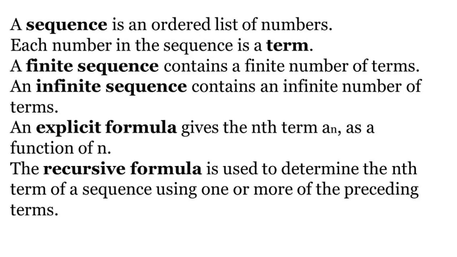An explicit formula gives the nth term, a sub n, as a function of n. So explicit formula is what we're used to using in math, where you can plug in an n value and find out what it equals in the equation. The recursive formula is used to determine the nth term of a sequence using one or more of the preceding terms. So in a recursive formula, you have to know the term before to find the next term in the sequence.